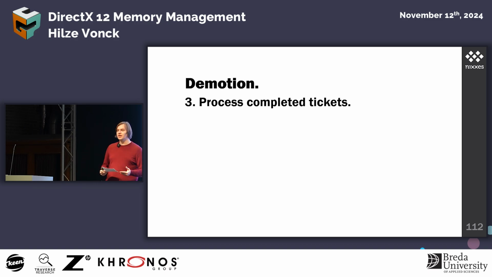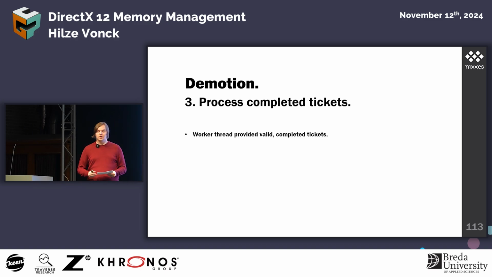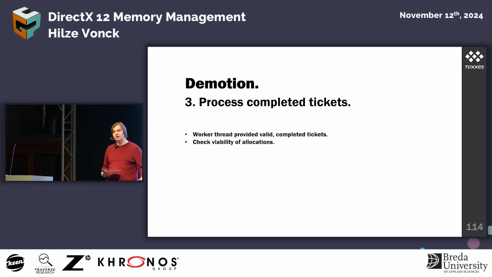3, processing completed tickets. Let's assume that the worker thread has completed enough tickets and that the associated allocations still exist. The first thing that we have to do is loop over all of these allocations and ensure that they're still eligible in the same way as we described earlier. For the ones that aren't, we now release the resources associated with the tickets and remove the mark for demotion. From this point on, we ignore these.